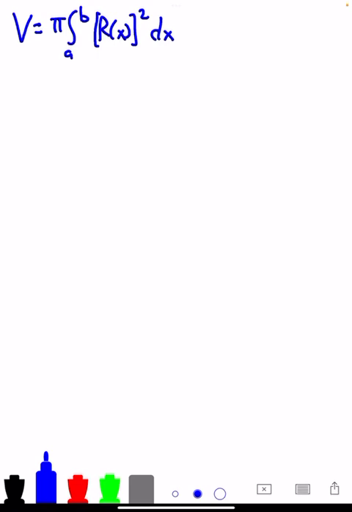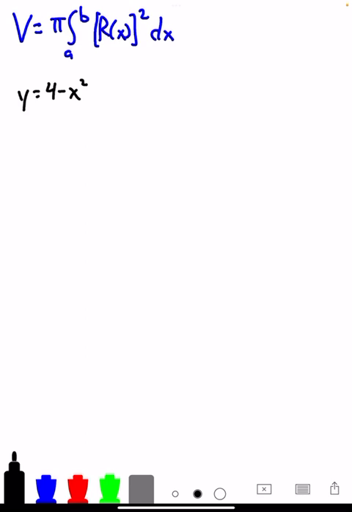So our formula is V, that's volume, is equal to pi, then the integral from a to b of R of x squared. So that tells us that this is a definite integral. All right. So first, let's look at a problem. Let's use the function y is equal to 4 minus x squared.